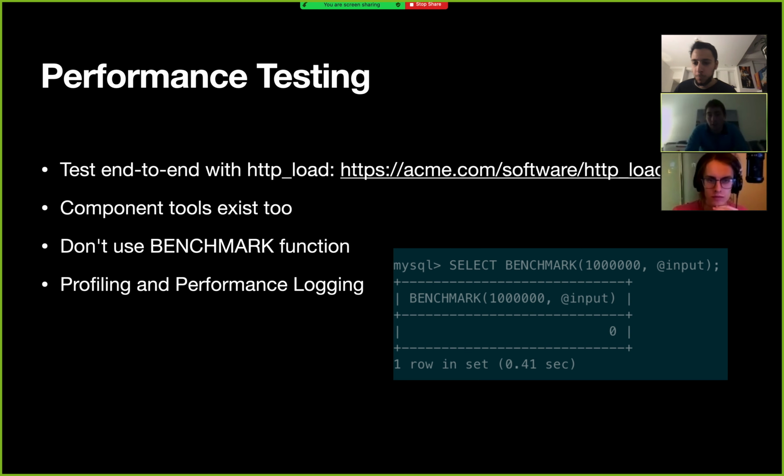SQL. Okay. Sorry, so let's see, performance testing. So there's another aspect that you probably will be concerned with when running a database management system. So you have many ways of doing this.